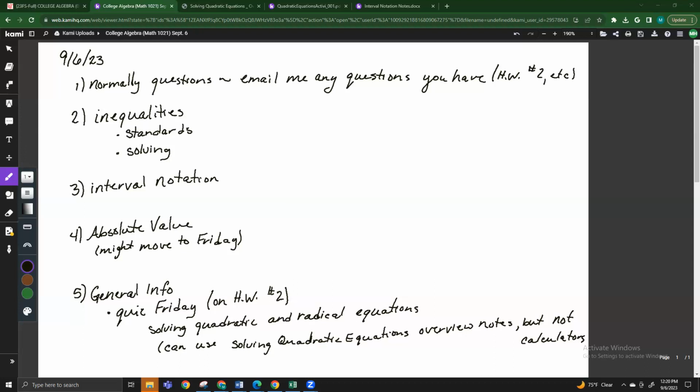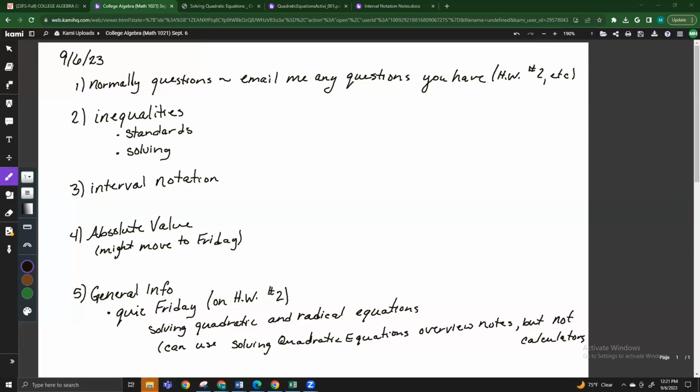I'll make a separate video going over the quadratic equations worksheet that we gave out on Friday, and I will show you where it is in Canvas. So the plan for today is we're going to talk about inequalities and the standards of how we like to write them, including the answers, and then solving some of them, and then interval notation. That's a shorthand of writing what you can do on a number line, and then maybe absolute value. We're going to see how long this video becomes. Otherwise, we're going to do those Friday. It really doesn't add that much to what we're going to be doing.